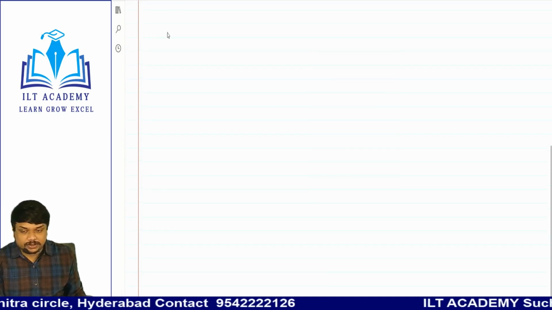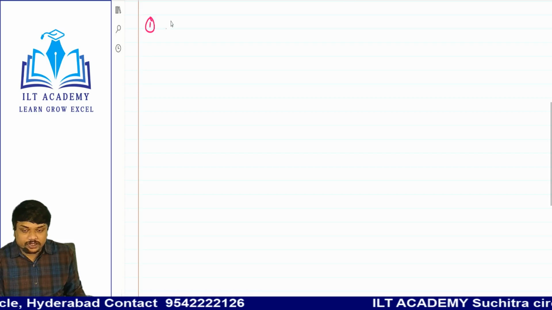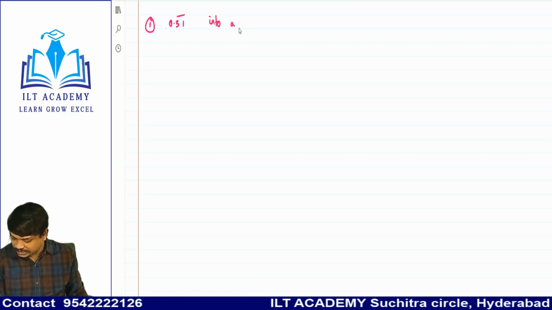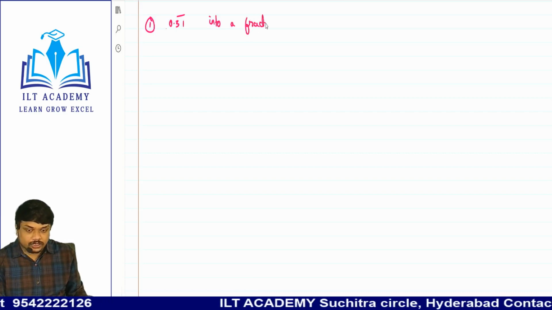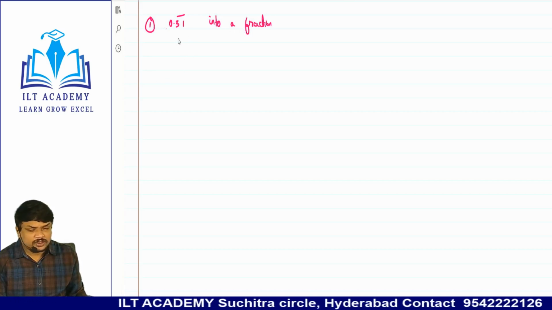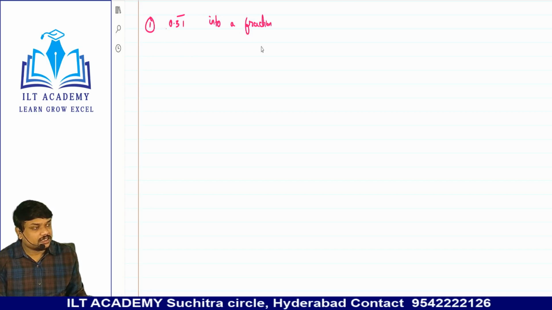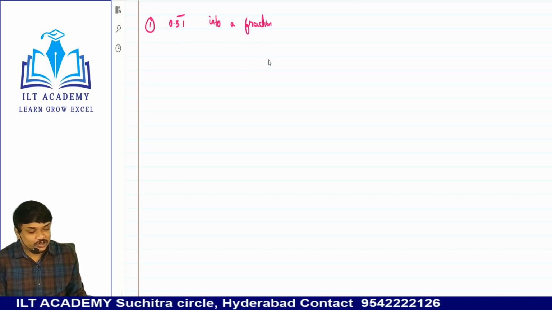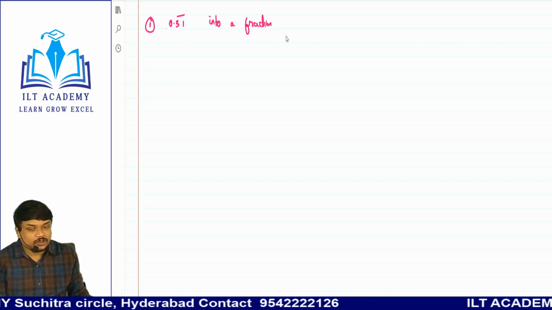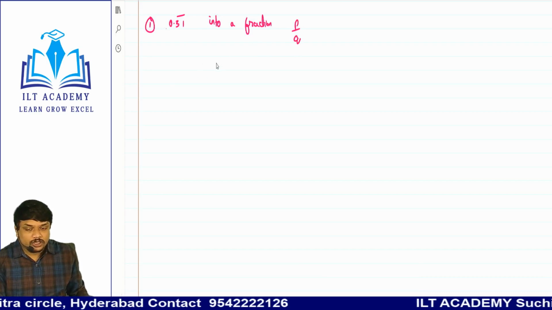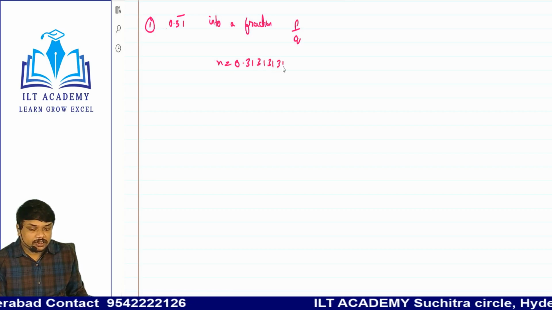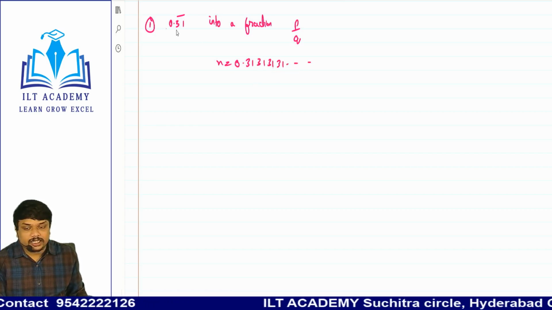Now let us start our first part. Convert 0.31 bar into a fraction. You can do. See, I'll tell you. Now 0.31 bar, how to convert into a fraction, that is a P by Q form. So we know that this is repeating. So write 31313131 dot. Clear? And how many parts?